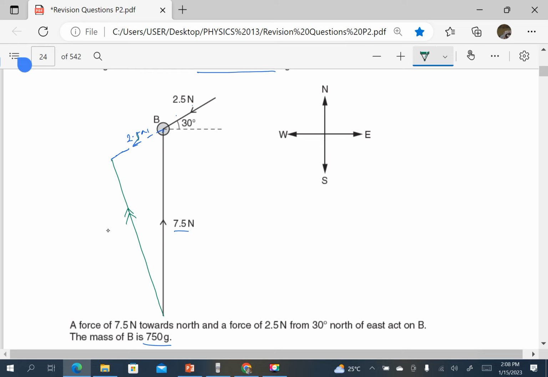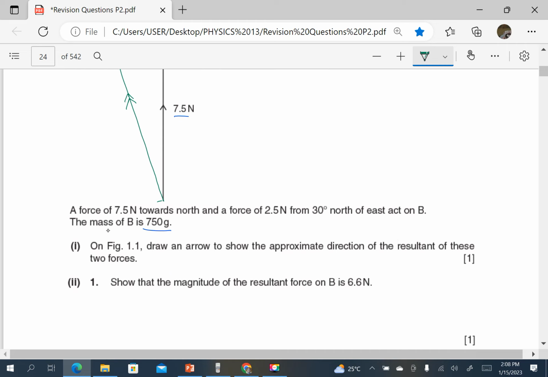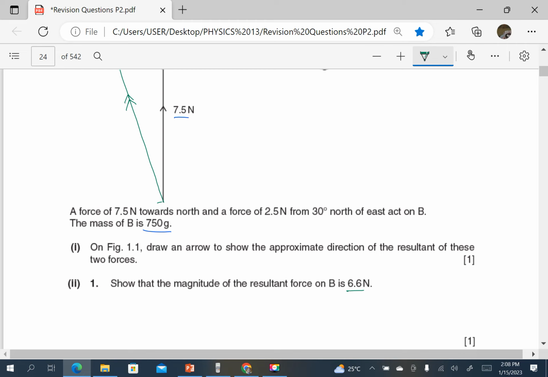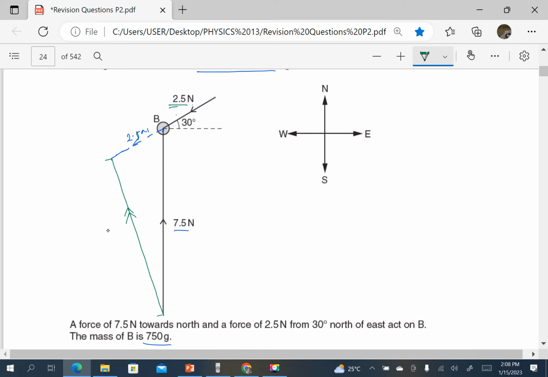If this is drawn to scale, I'll just measure this distance to find the resultant. But let's see what the question wants. Show that the magnitude of the resultant force on B is 6.6 newtons. If you measure from the diagram directly, you have first of all measured the length representing 2.5 as 2.8 centimeters. I don't know what length is representing 7.5, but let me see. 8.4 is representing 7.5.